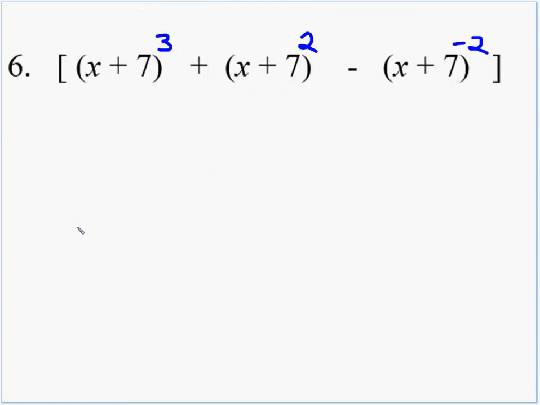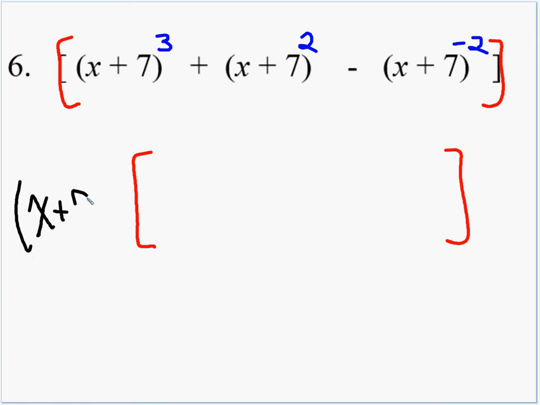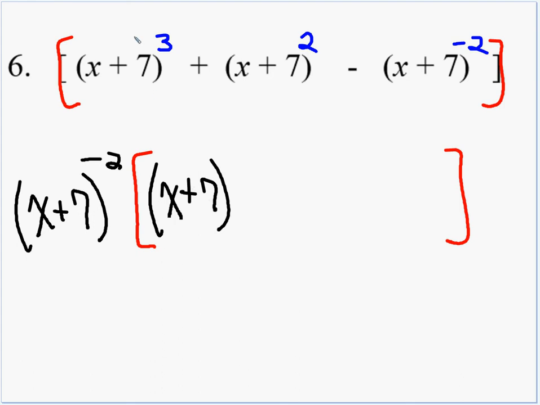Number 6, similar, all quantities x plus 7, but to different exponents. But in this case we do have a negative exponent in there. So if I switch back to red for my brackets, we are going to factor out in front of the red brackets our base of x plus 7 to the lowest of the exponents, that'll be negative 2. So our first term is still base x plus 7, but our new exponent is 3 minus negative 2. 3 minus a negative turns into a positive, so that becomes fifth power.